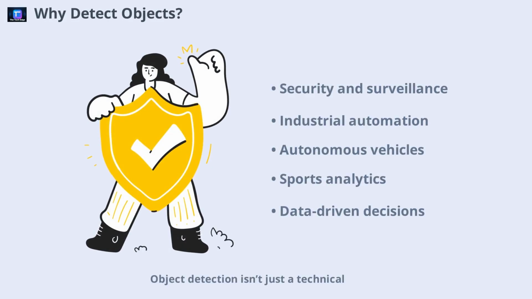Object detection isn't just a technical feat, it's a practical necessity in many fields. For example, in security and surveillance, detecting people in restricted areas can prevent incidents. In industrial automation, machines identify parts on assembly lines for quality control. Autonomous vehicles rely on object detection to recognize pedestrians, cyclists, and other vehicles, ensuring safe navigation. Even in sports analytics, tracking players and balls in real time helps teams strategize better. By transforming raw images into actionable insights, object detection enables smarter, data-driven decisions across industries.